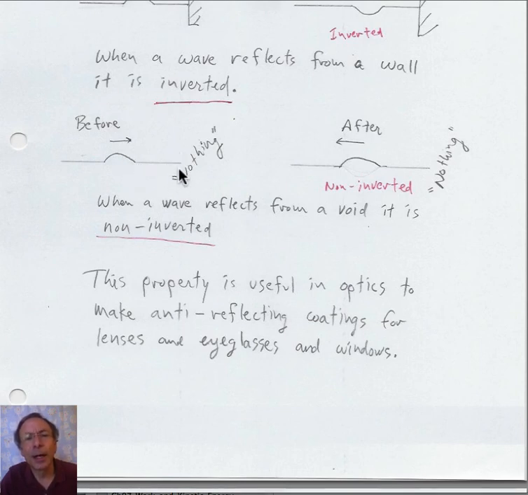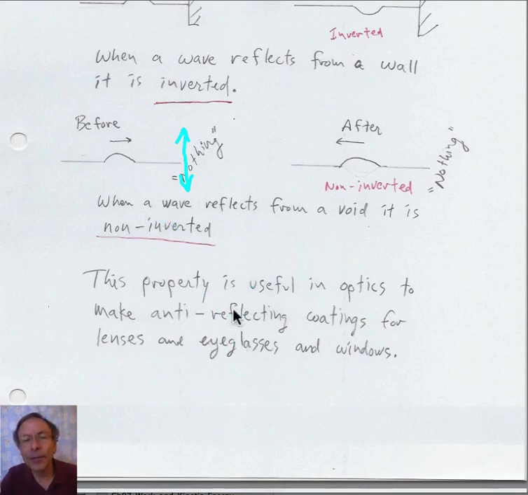So really, instead of nothing, what I should have said is that the end of the string is easily going to move up and down without any friction or anything, but the end of the string is not allowed to move left and right. So that's maybe better. Maybe I should change my notes. Anyhow, after you come to a free end, the pulse is reflected, but the pulse shape is identical to the original pulse shape. We call that a non-inverted pulse, a non-inverted reflection.